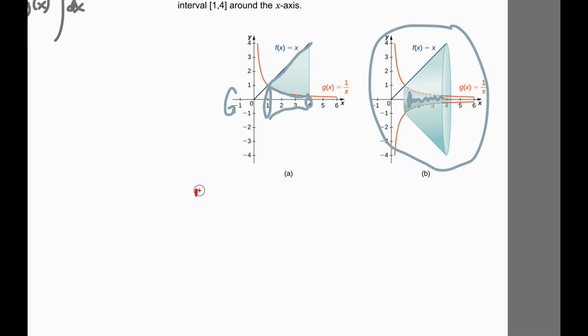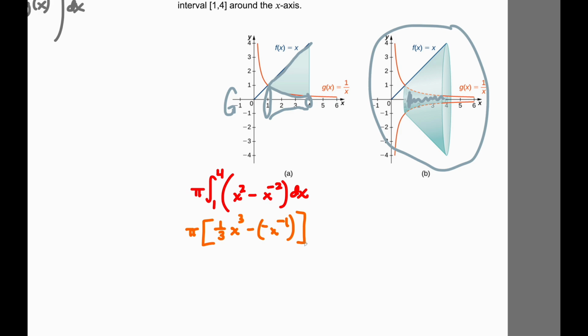So it's going to be pi, we're going from 1 to 4 on this, x squared minus, now it's 1 over x, I'm just going to write x to the negative 2 again, just so I can use reverse power rule. Okay, from here we're going to do the antiderivative of each of these terms. So it's going to be 1/3 x cubed minus negative x to the negative 1. We just did this problem, so it's the exact same antiderivative. And we're integrating it from 1 to 4. Keep that pi out in front here.